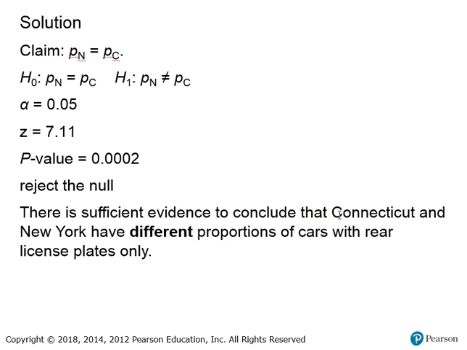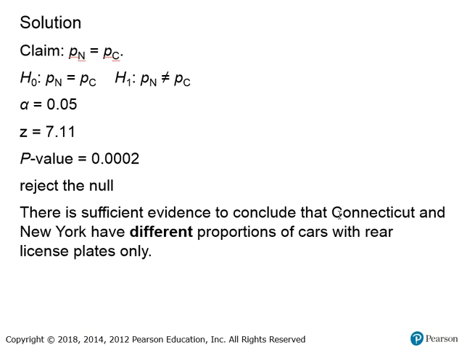So when we go to write our claim, I tend to write things like the N's and the C's because I think it's easier to keep track of what's what. If you do P1, then somewhere you need to note that P1 is New York. And if you do P2, you need to note somewhere that 2 is Connecticut. This way I don't have to do that. So our claim is that both are equal. So that's our null. Since we don't care about if one's greater than the other one, we just want to know if they're equal or not. Our alternative is Pn is not equal to Pc. New York and Connecticut are not equal.